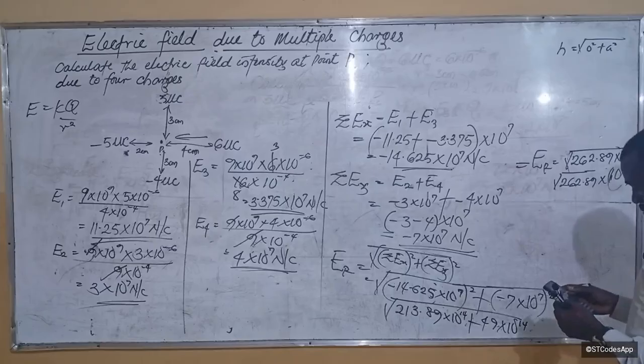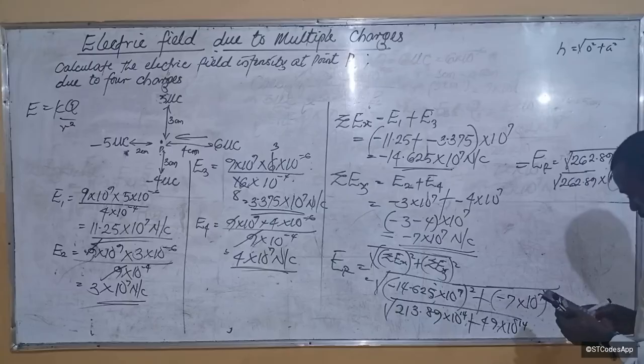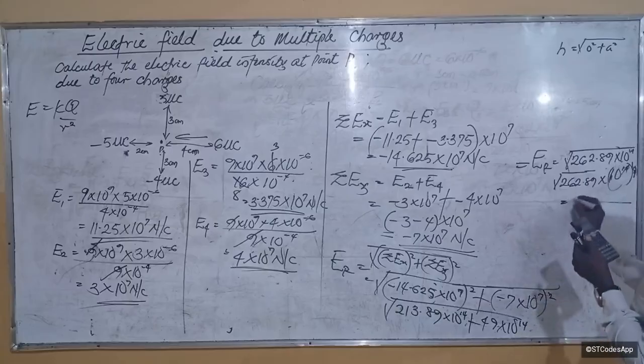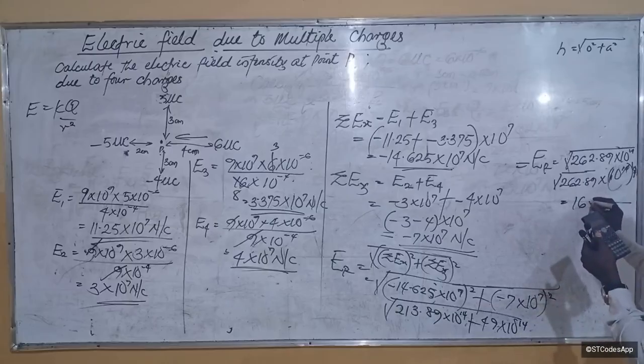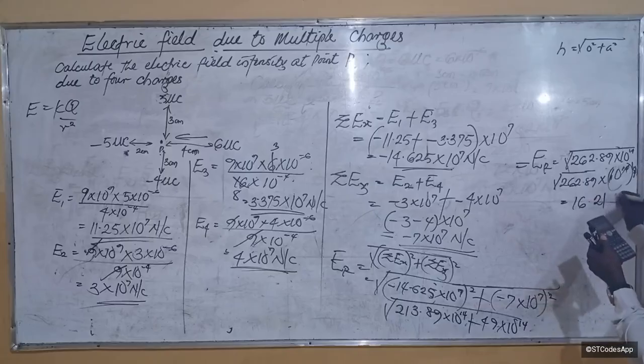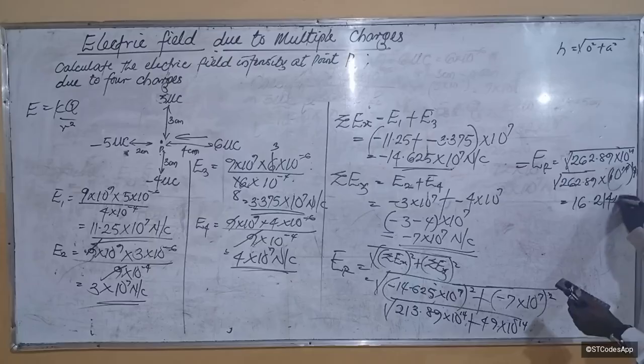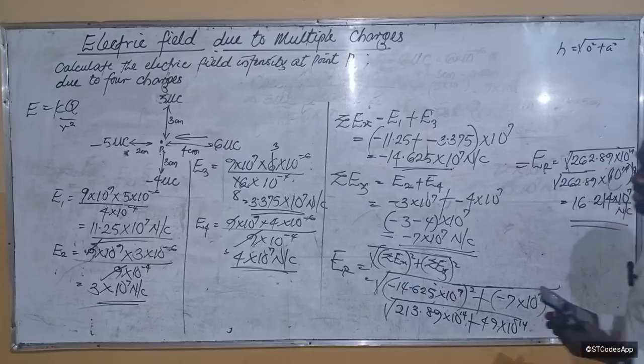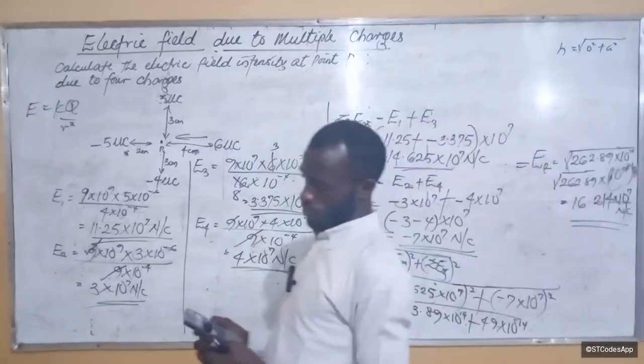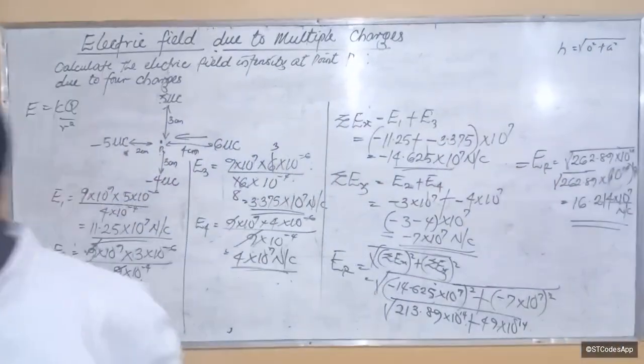Makes sense? So the square root of this is 16.214 times 10 to the power 7 Newton per coulomb. So do you see that now? So that is how to find electric field intensities due to multiple charges.